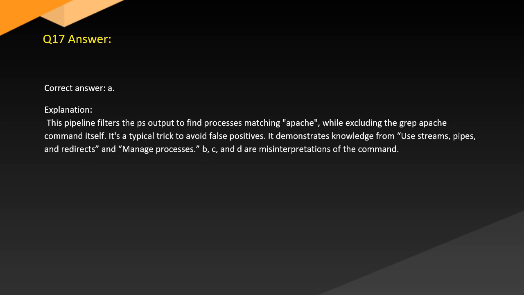Answer. Correct answer A. Explanation. This pipeline filters the ps output to find processes matching Apache while excluding the grep apache command itself. It's a typical trick to avoid false positives. It demonstrates knowledge of streams, pipes, and redirects, and how to manage processes. B, C, and D are misinterpretations of the command.